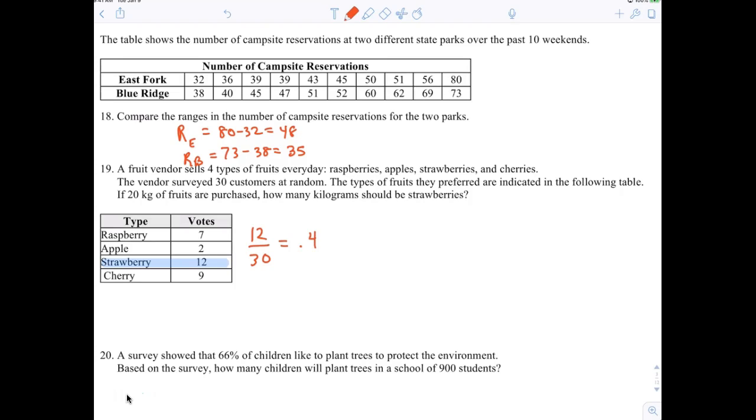So I have to find 40% of what? No. I'm trying to figure out how many strawberries I should purchase. 40% of 20. That is correct. Do you understand why it's 40% of 20? Because it says you're going to buy 20 kilograms of fruit. Do you agree? And I want to make sure I satisfy everybody. So 40% of 20. Remember, of always means to multiply. So you should buy, now look, 8 kilograms of strawberries.